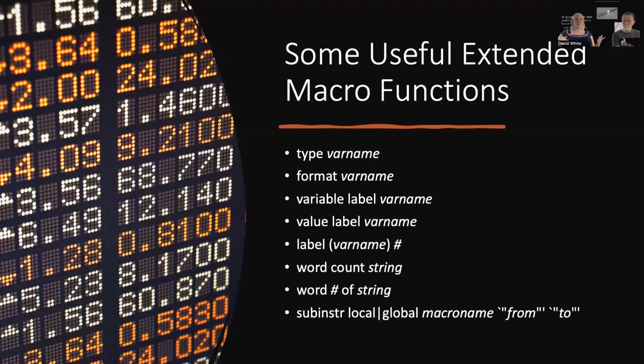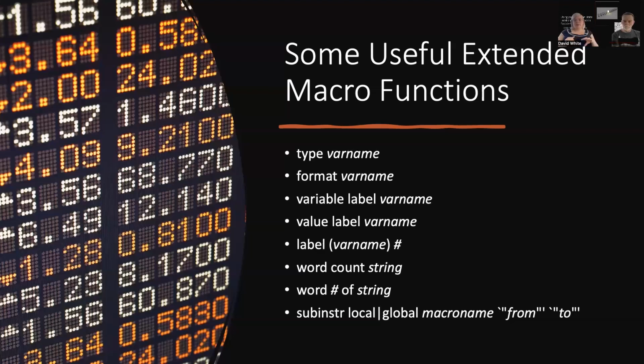For example, in the auto data set, the variable make has the label make and model. So if I were to use variable label and then the word make as an extended macro function, I would get a macro that contained the words make and model.